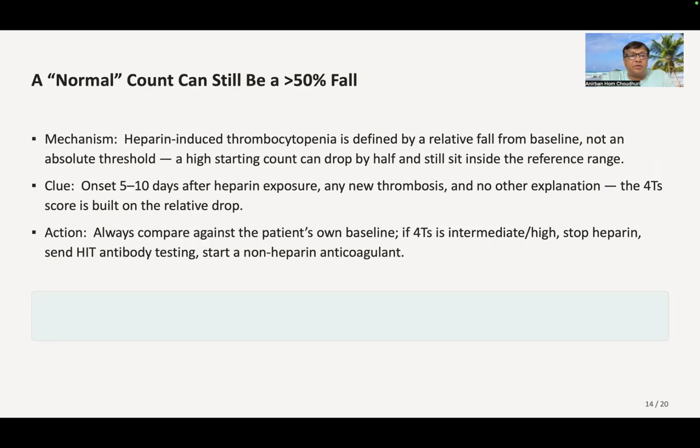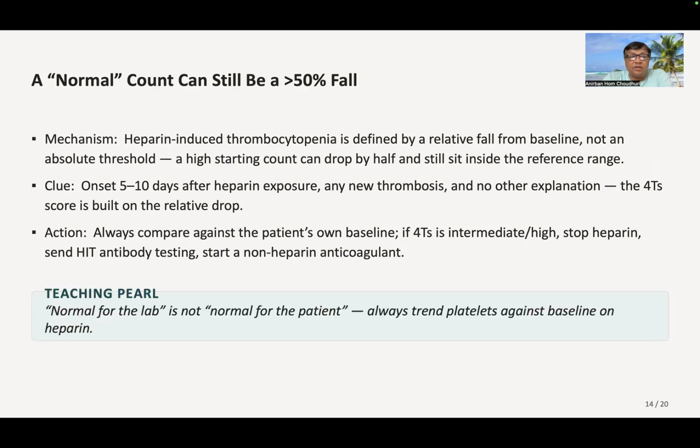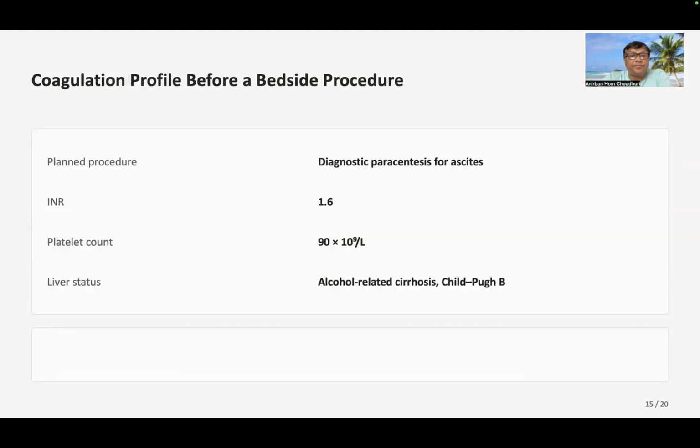So the clue in this patient was that the onset was 5 to 10 days after heparin exposure, with any new thrombosis and no other explanation. The 4Ts score is built on the relative drop, so we have to do the scoring, and the action would be to always compare against the patient's own baseline. If the 4Ts is intermediate or high, we have to stop heparin, send HIT antibody testing, and start a non-heparin anticoagulant. So the teaching point would be that normal for the lab is not normal for the patient. Always trend platelets against baseline when on heparin.